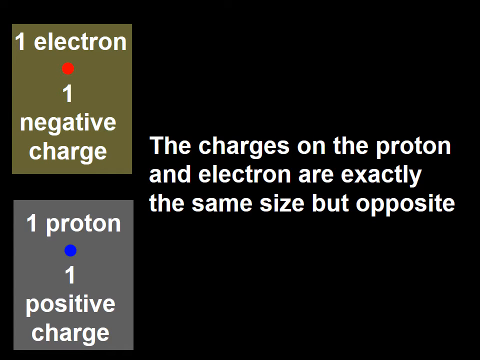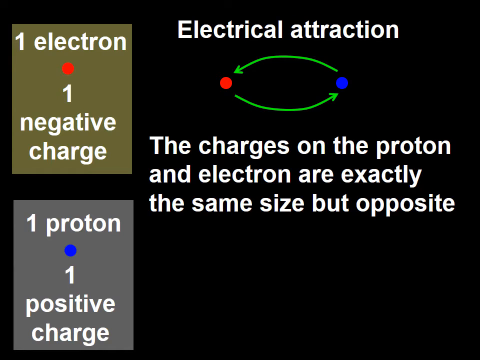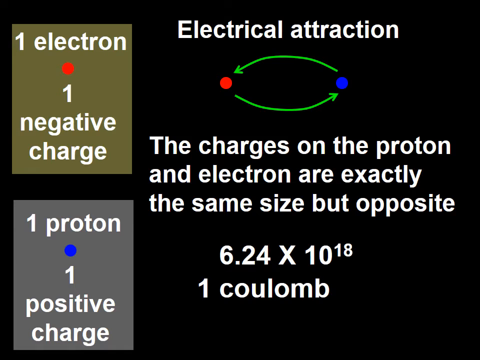Their charges, that is the charge of an electron and a proton, are equal and opposite, and they attract each other. The unit used to measure this attraction is the coulomb. 1 coulomb represents the attraction of 6.24 times 10 to the 18th power electrons. I will represent 1 coulomb as 1 magenta dot.